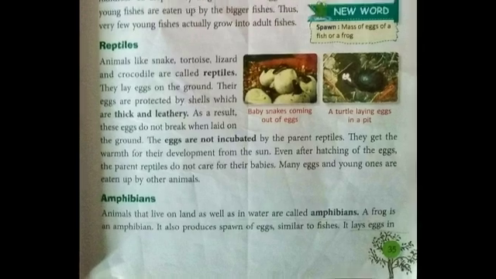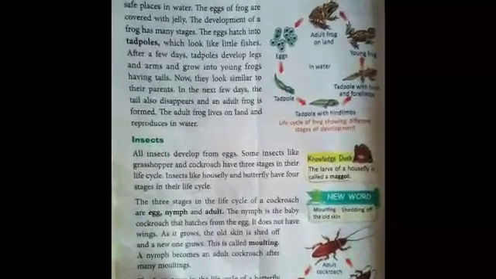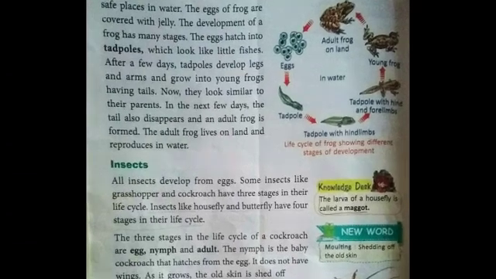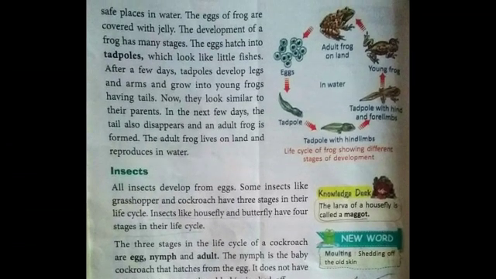It lays eggs in safe places in water. As we know, frogs lay eggs in water. The eggs of a frog are covered with jelly. The development of a frog has many stages, as you can see in this picture. This picture shows the life cycle of a frog showing different stages of development.